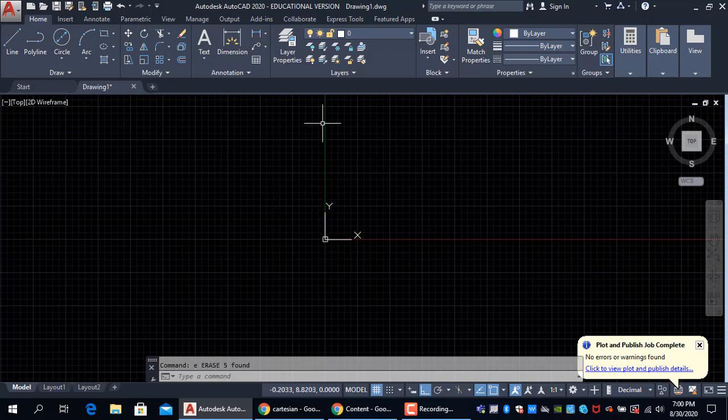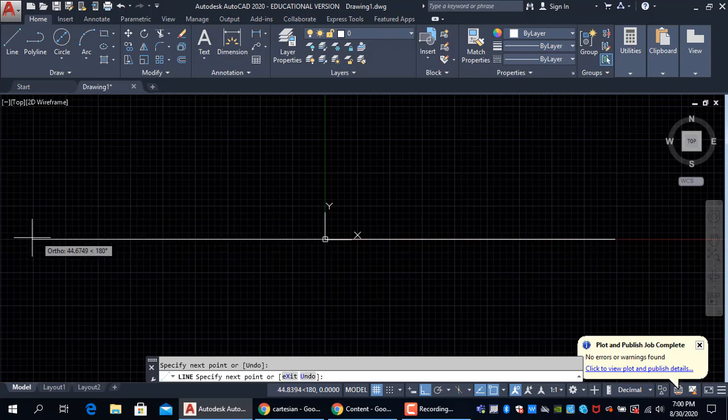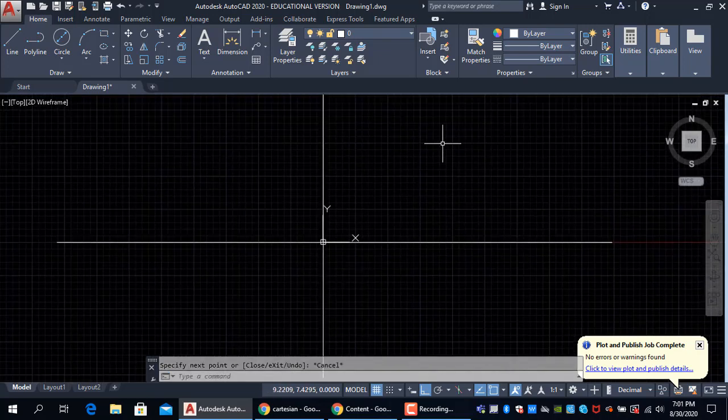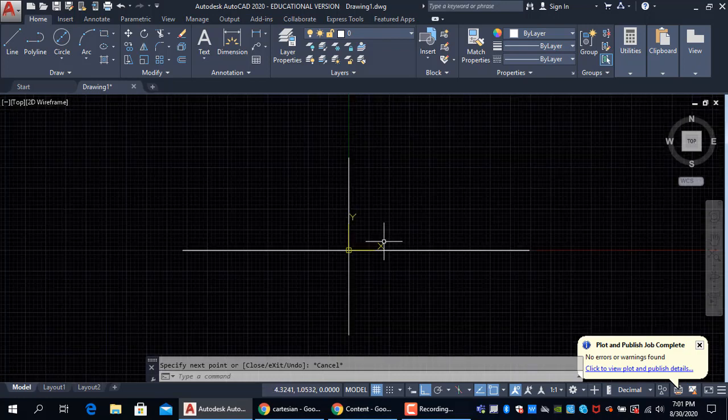So if we look at this line, you see that line, this quadrant would be positive, positive. This quadrant is negative, positive. This quadrant, negative, negative. This quadrant, positive, negative. So I'm going to draw a line just so you can have a visual of it. It'll be something like this. This is one quadrant, another quadrant, another quadrant, another quadrant. So that's how AutoCAD works, okay?